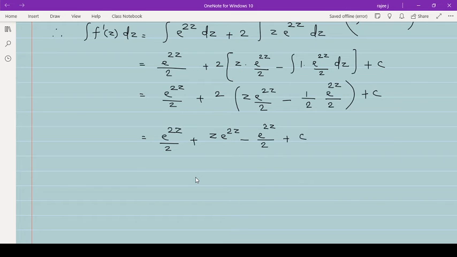Okay, so what we are getting here, see these two will get cancelled, so this is z e raised to 2z plus c. This is our f of z. So that is f of z. So f of z we got. This is the required analytic function.